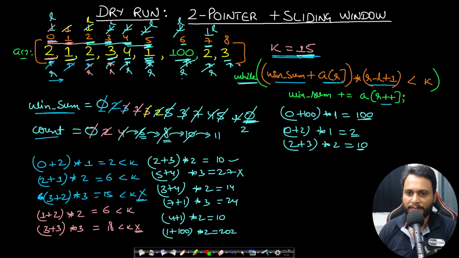So 10 is less than 15. So yes, I can move it to the right hand side. And now I am out of bounds. So definitely the while loop will break. Now the largest subarray is from 7 to 8.